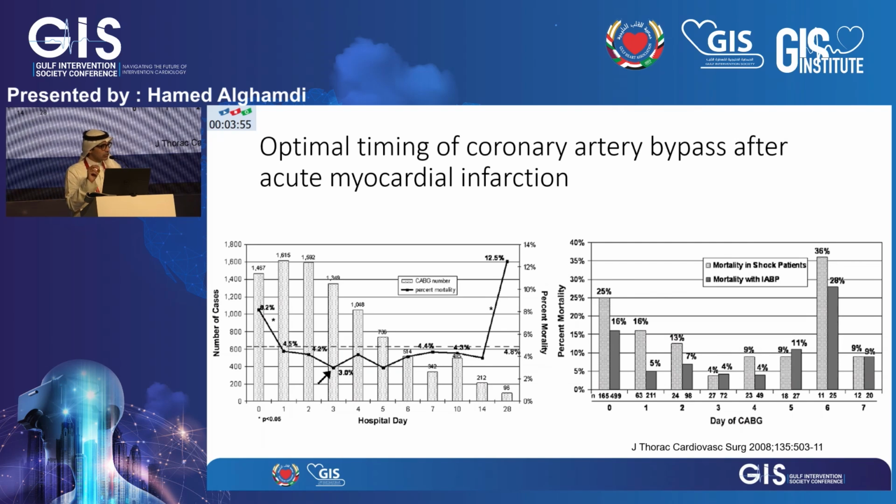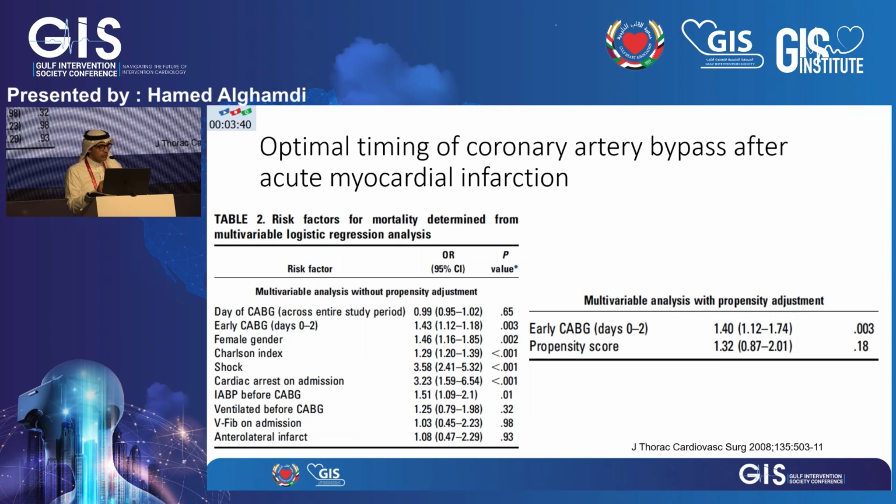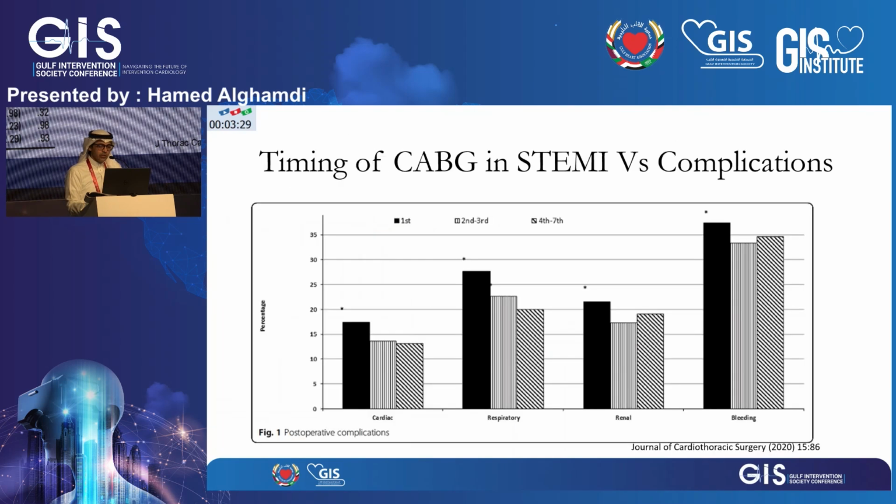And when they looked at those patients with high risk presentation, shock, or those patients who required intra-aortic balloon pump, which was a common practice back then, those patients who underwent early revascularization also had poor outcome. When they looked at the propensity adjusted multivariable analysis, timing of CABG actually has an important implication on the outcome.